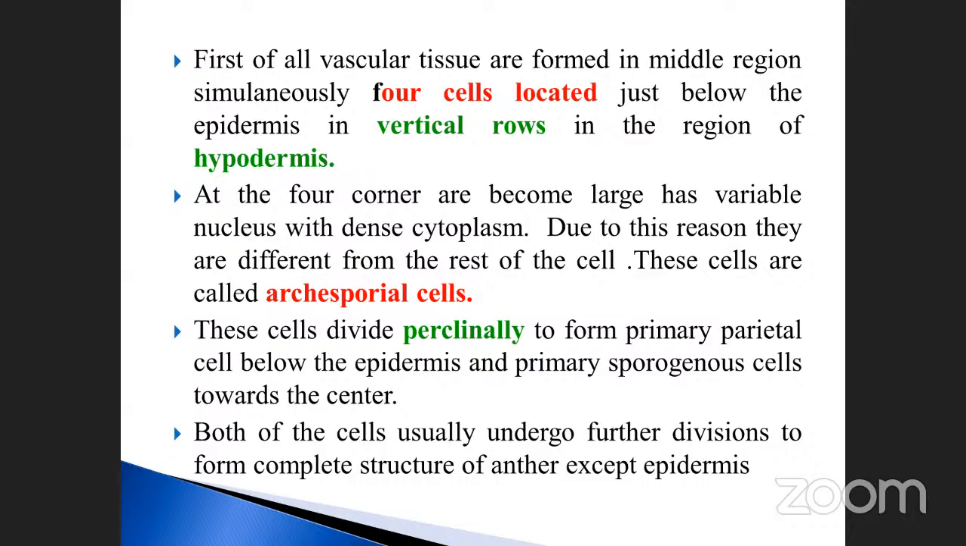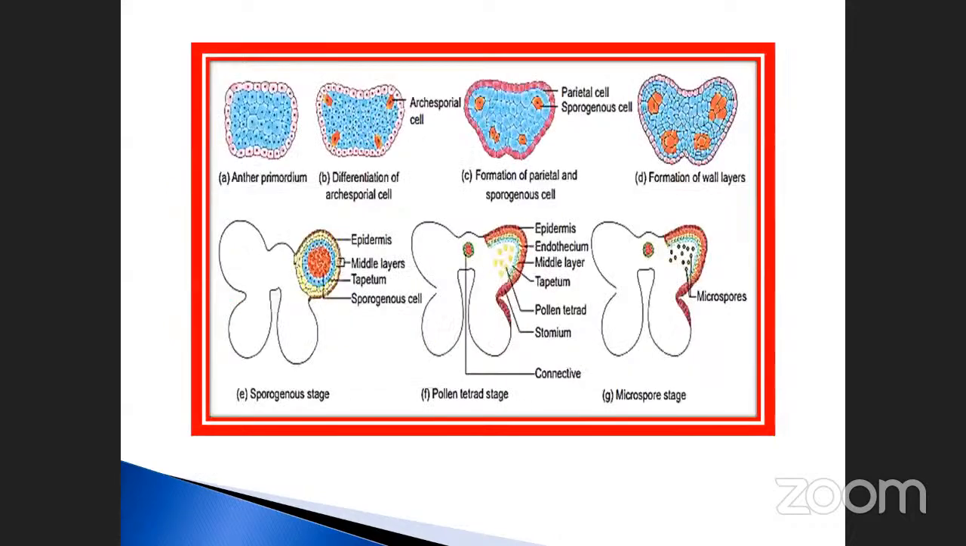Okay, how will they grow? These archesporial cells present at the four corners can divide again and again. What are the two types of division that take place? One is called periclinal, another one is called anticlinal. Already you know very well about that. This is called the anther primordium. This is a primitive stage. The outermost layer is called the epidermis.